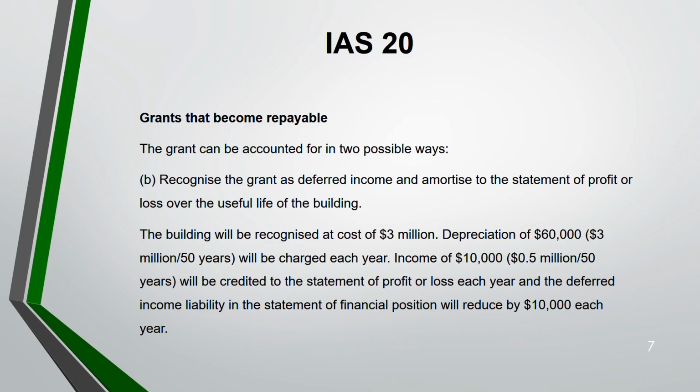So what is the cost of the building? 3 million. That 3 million you will divide by 50, depreciation will be 60,000. Okay. Next, you are recognizing a grant as an income. So 0.5 million also you will amortize over 50 years, which is income of 10,000, which you will credit to your statement of profit and loss. And the deferred income liability will be shown in your statement of financial position. Okay, which will reduce by 10,000 each year. It will keep on reducing by 10,000.